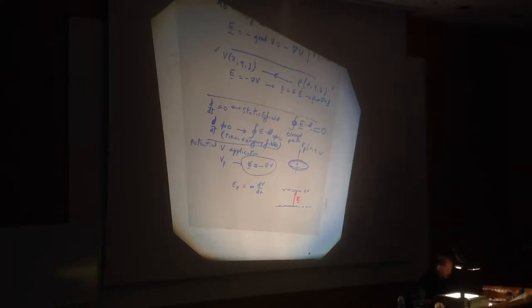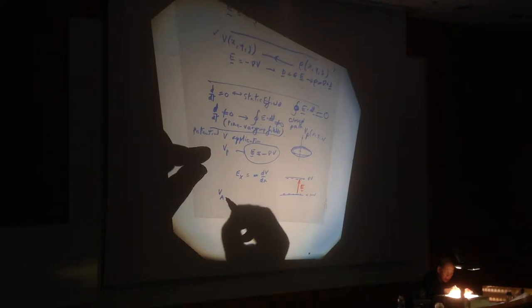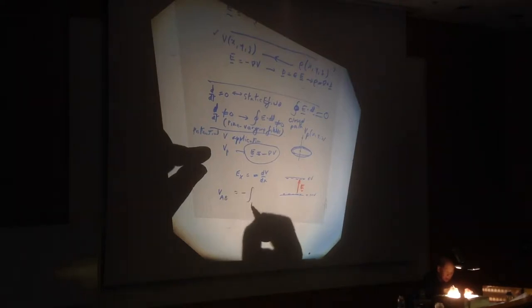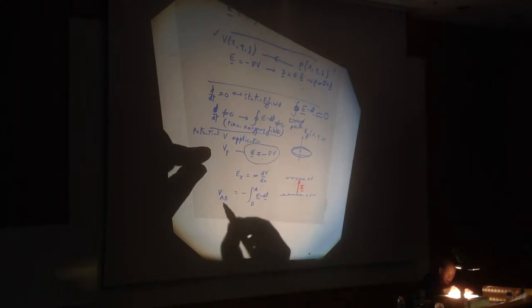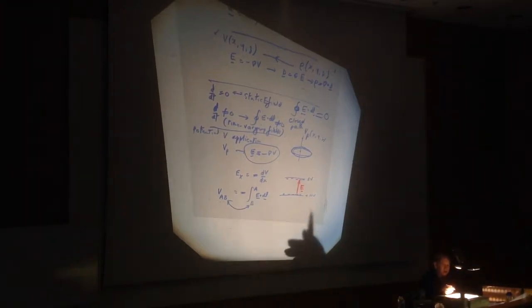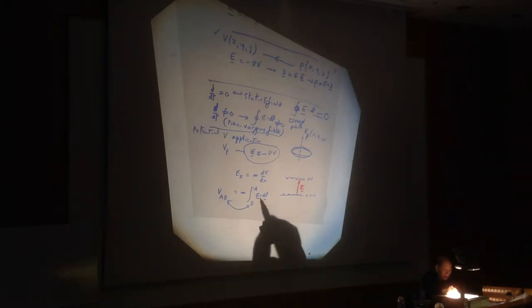Then we want to look at it not only from general consideration of charges. Remember that when we say potential, the potential of point A with respect to B is minus the integral from B to A of E dot dL. Now I'll show it to you in an example, so you can apply this concept.